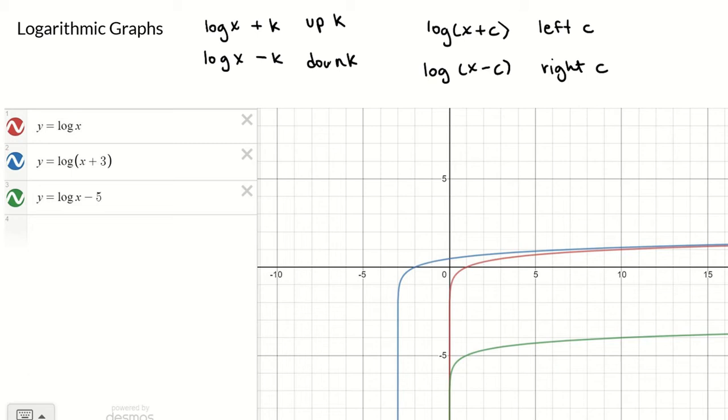So in this image, the graph of log of x is drawn in red, so we can see that that graph, log of x, has asymptote at x equals 0. So it has domain from 0 to infinity, and its range is from negative infinity to infinity.